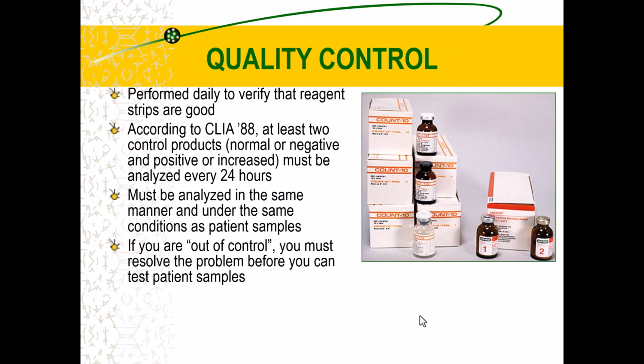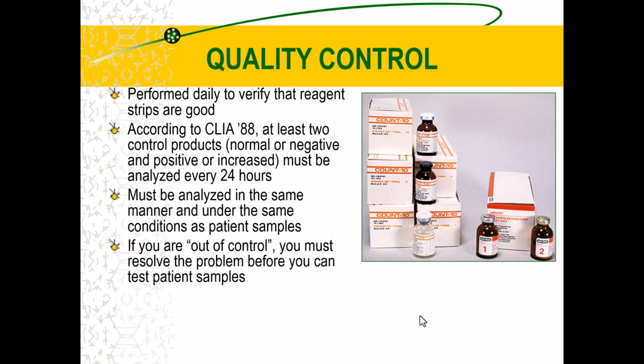Quality control. Per CLIA 88, we must run at least 2 control products, a normal and an increased, at least once every 24 hours. Follow the protocol where you're at. Some instruments might require more versus the strips. It depends on where you're at and what the requirements are, but per CLIA, 1 high, 1 normal every 24 hours.